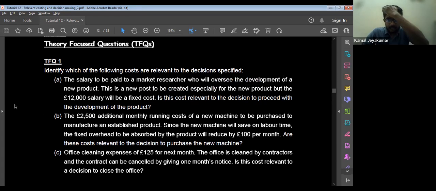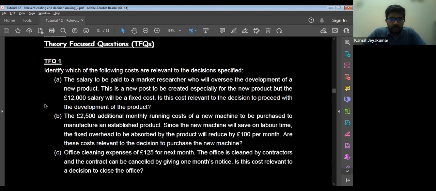That means if we don't proceed with the development of this new product, then we don't need to create this new role for market researcher, which means that £12,000 will not be spent, right? So it's an additional cash flow incurred as a direct consequence of the decision that we made. Therefore, the £12,000 salary is an attributable fixed cost, meaning it's a relevant cost.